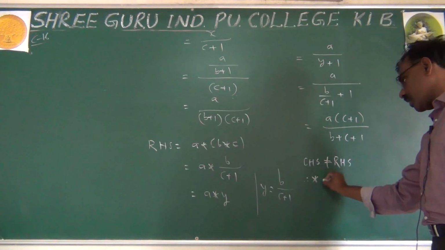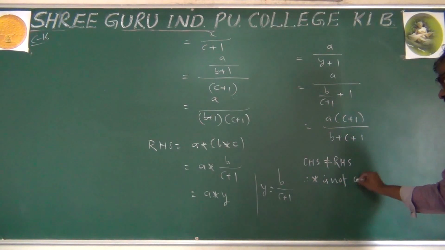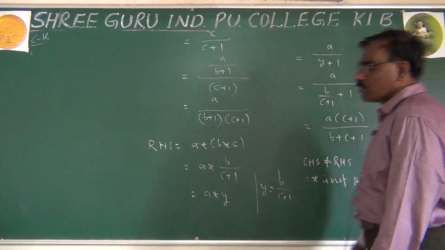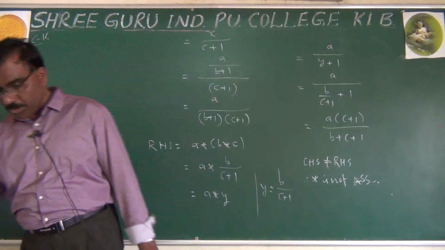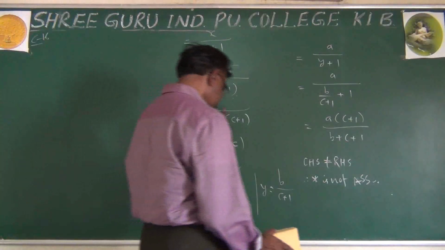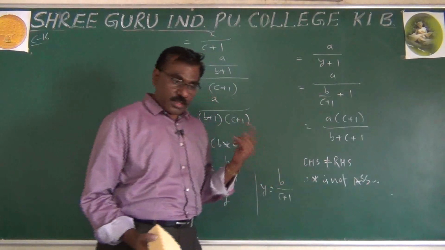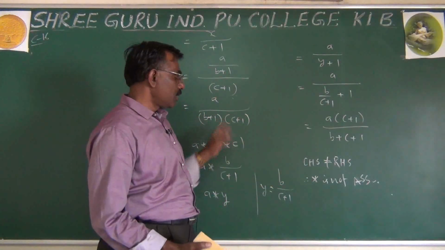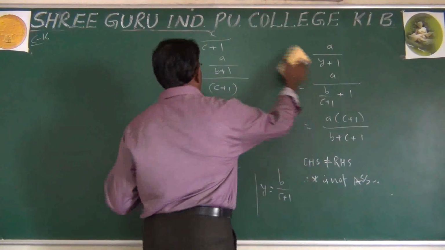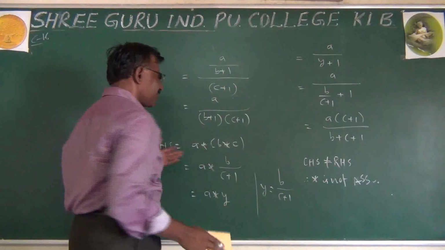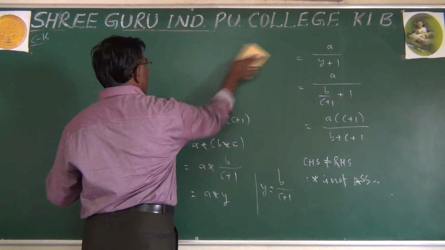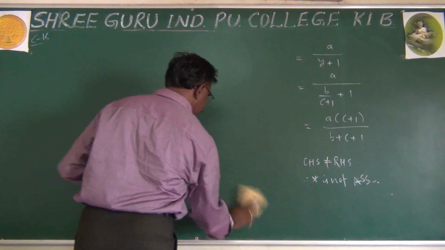Therefore, star is not associative. So this problem is neither commutative nor associative. a star b is not equal to b star a, and a star of b star c is not equal to a star b star c. It is very simple, just taking x or y, but not equal.